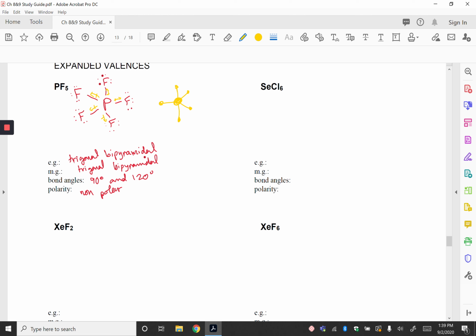Okay, SeCl6. So selenium has 6 valence electrons. It has to bond to 6 chlorines. So there's no way that you can draw that without giving this an extended octet, right? Like there's 12, just like this one, there's 10. There's nothing you can do about it. You have to bond to 6 chlorines, right? So selenium has 6 electrons, 1 in each of the bonds. Chlorine has 7 each, so 1 in the bond and then 6 that are in lone pairs.